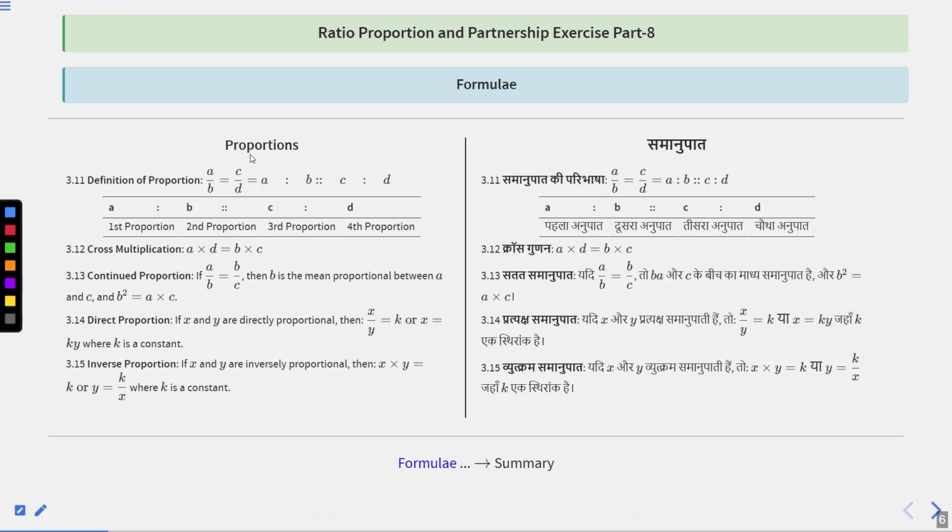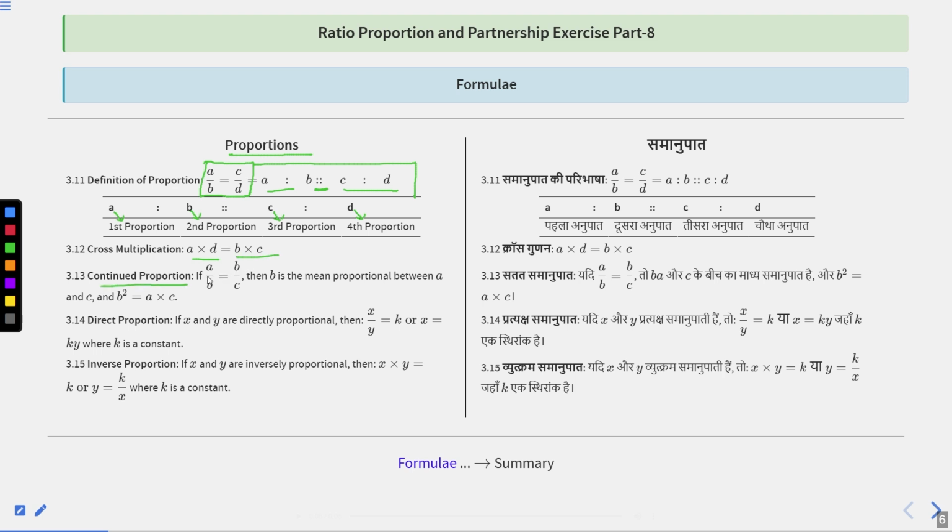Now we will see some formulas related to proportion. When two ratios are equal, then these two ratios are in the same proportion. This is the representation of proportion: A:B :: C:D. A is called the first proportional, B the second, C the third and D the fourth proportional. Cross multiplication we can do when they are equal, so A into D equals B into C.